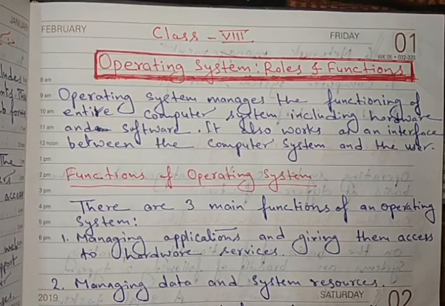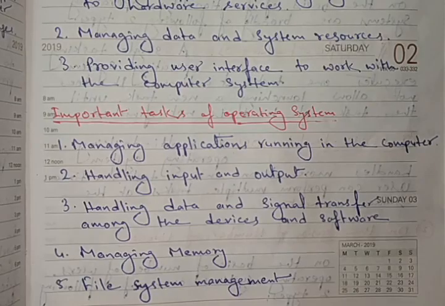Let's discuss the functions of the operating system. There are three main functions of an operating system. First one, managing applications and giving them access to hardware devices. So for example, if you give a print command to print your document, the operating system manages the printable data to be sent to the desired printer.